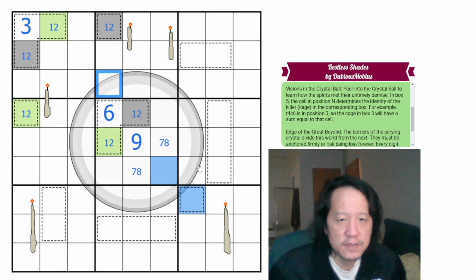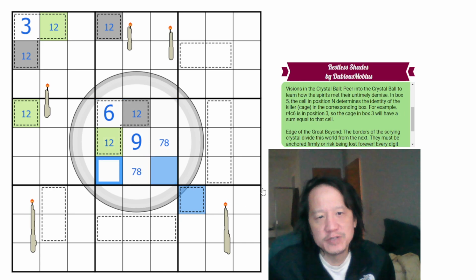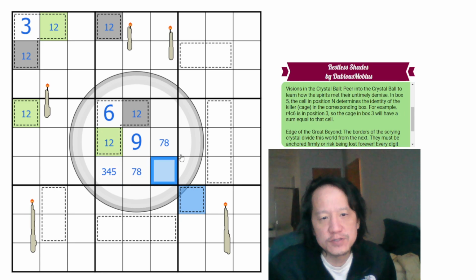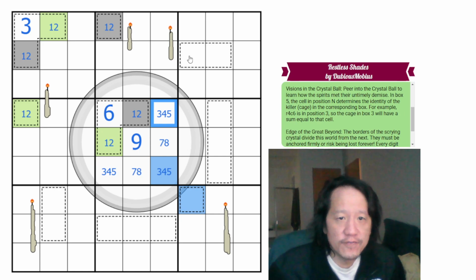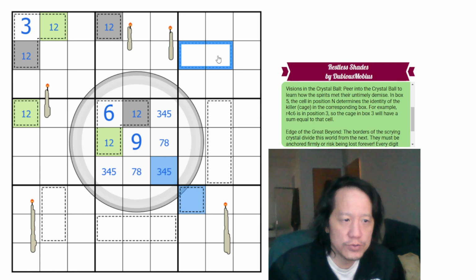Let's see. So for box 5, what are the remaining cells? It has to be specifically 3, 4, and 5. So this is 3, 4, and 5, this is 3, 4, and 5, this is 3, 4, and 5. Therefore, we know this cell, even if it's 3, 4, and 5, it must contain one of the 1s or 2s. And it cannot contain the gray 1 or 2, so this must contain the green 1 or 2, and it's with a different digit.